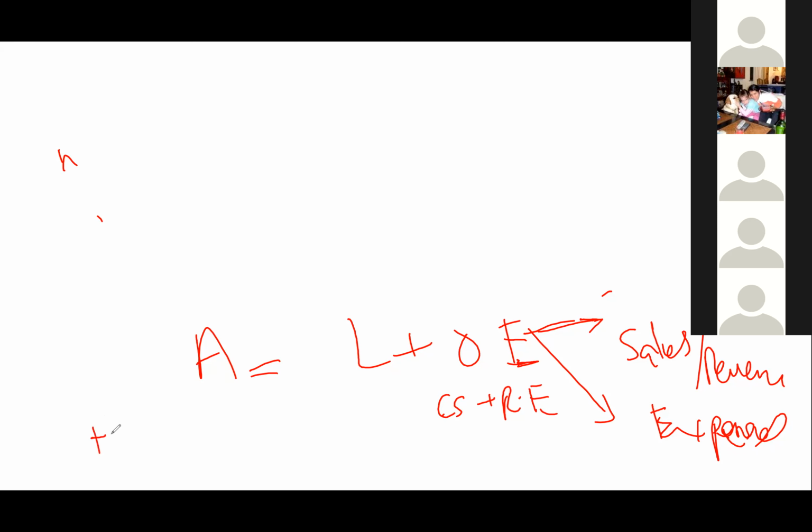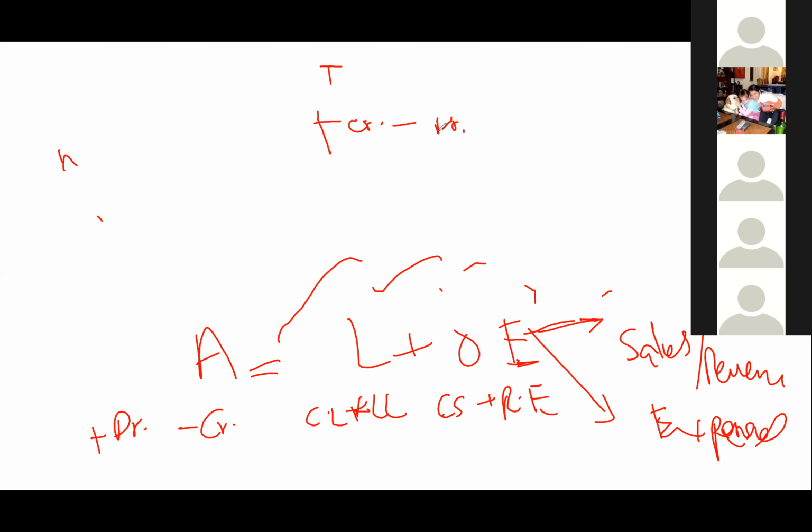If assets increase, we call it debit. If assets decrease, we call it credit, when we journalize the entry. Asset increase, debit. Asset decrease, credit. So what are the assets? We have two kinds of assets, current assets and fixed or long-term assets, right? Liabilities include current liabilities and long-term liabilities. For liabilities, if liability increases, credit. If liability decreases, debit.